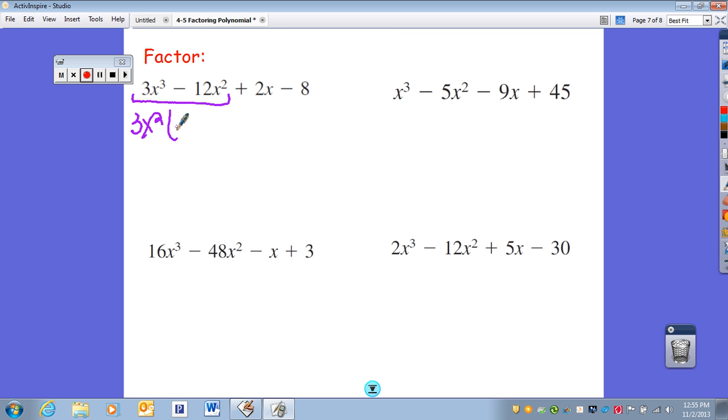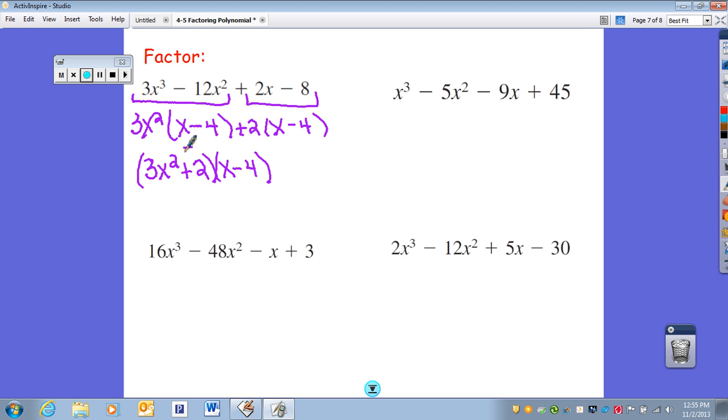So when I divide by 3x squared, I have x minus 4. Taking a look at the second two terms, what they have in common is a positive 2, and when I divide, I have x minus 4. We create our first factor by putting together our common monomial factors, which is 3x squared plus 2, and then using our second factor as our binomial that they had in common. And then we take a look and make sure that we can't factor any further. So we have 3x squared plus 2 and x minus 4.